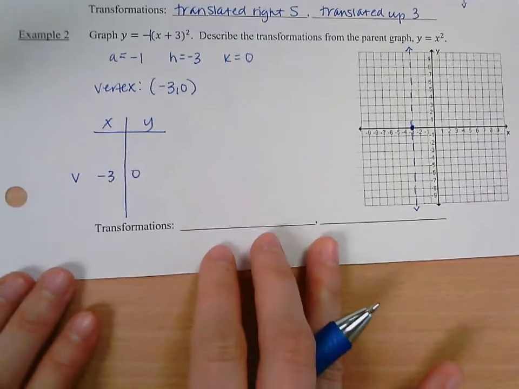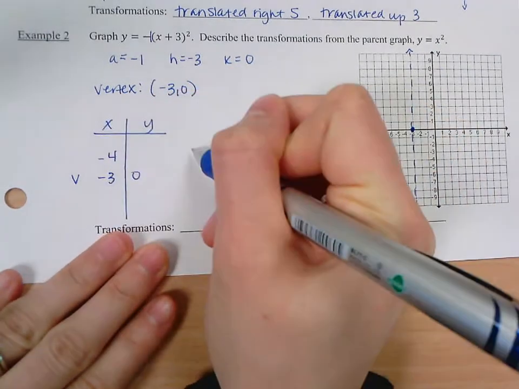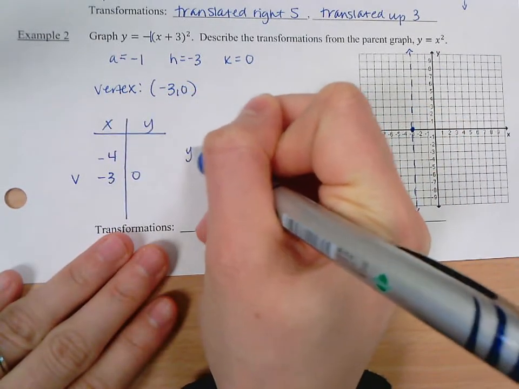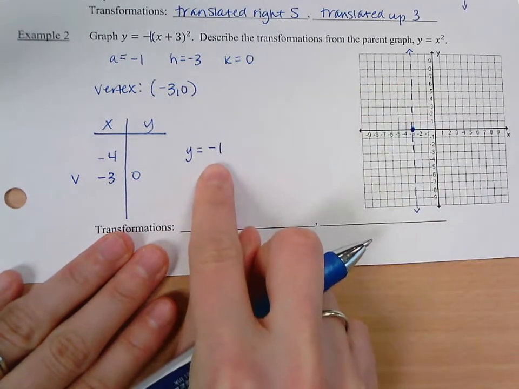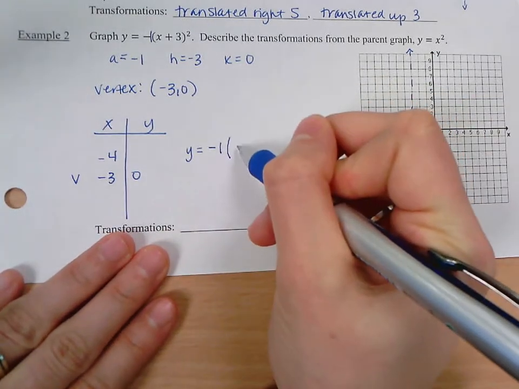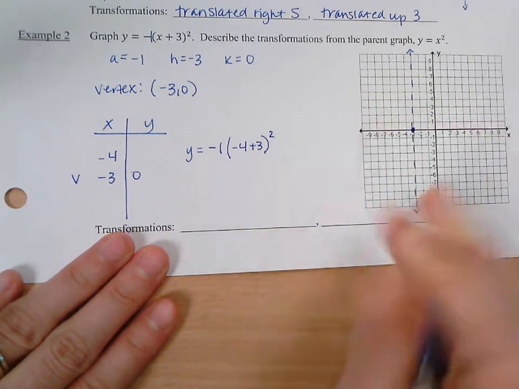I'm going to make a table, but again, writing the table, that's up to you. So now I just substitute in a point on either side, reflect it over. I'll let somebody just pick an x value to plug in. Negative 4. So then y is equal to, I'm going to actually write the negative that's in front as negative 1 in front of the parentheses. So negative 1 times negative 4 plus 3 quantity squared.